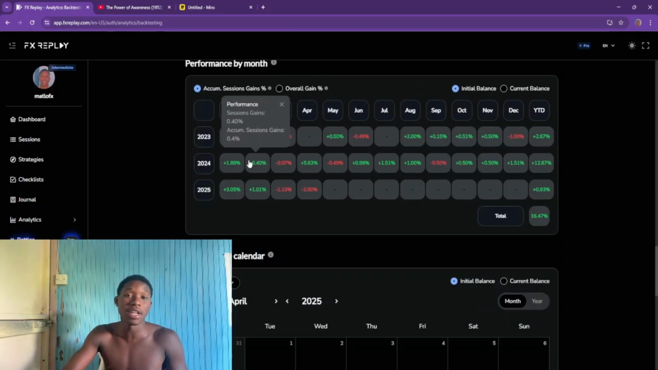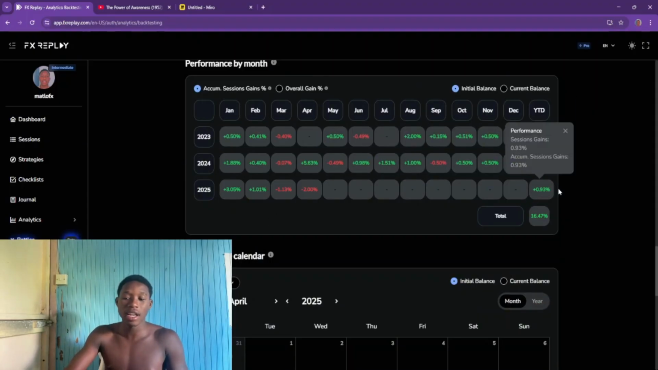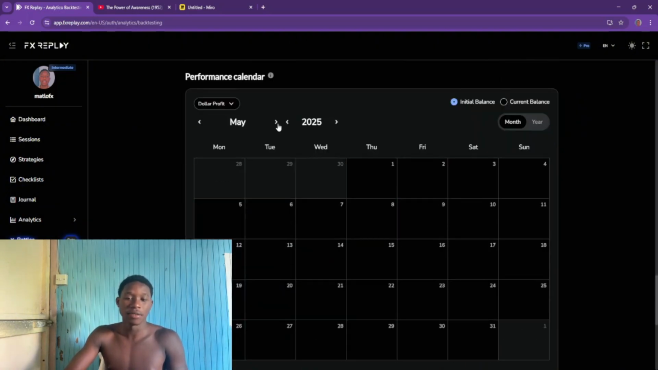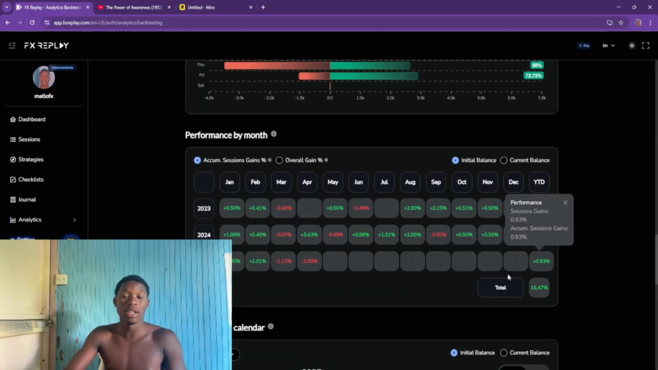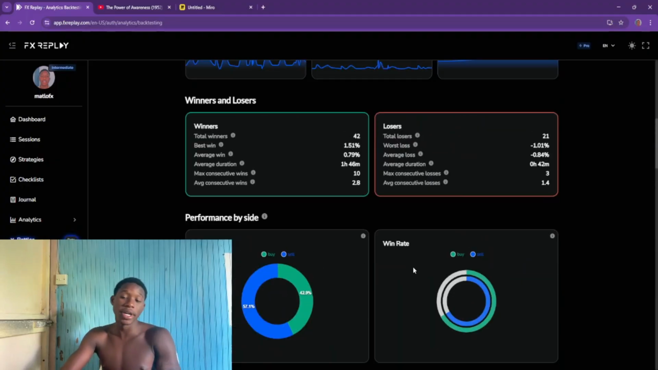You're risking 1% per trade. In 2023 we made 2.67%. In 2024 we made 12.8%. Right now we're up 0.93%, and we're in April of 2025. Guys, there are losing trades, but the majority of these trades just win. So we're definitely going to be implementing that on Monday when we start trading.